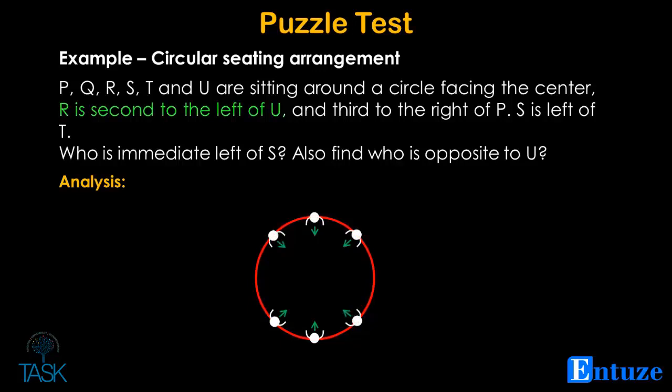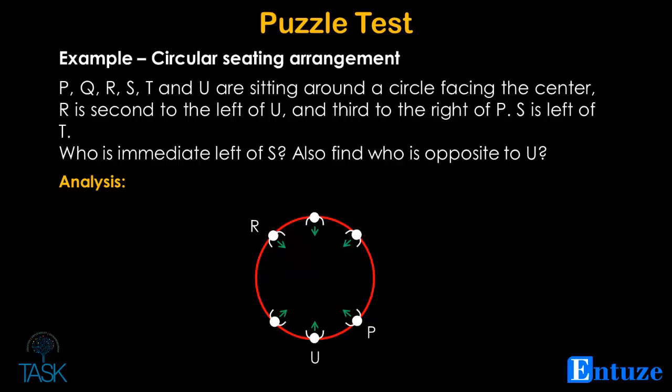The first statement says R is second to the left of U. It means one person is between R and U. Let us reflect it in the diagram. So, if U is here, R will come here. Now the problem statement also says that R is third to the right of P. In other words, it means P is third to the left of R. So now we know the precise position of P as well. Let us reflect it in the diagram, so P will come here.